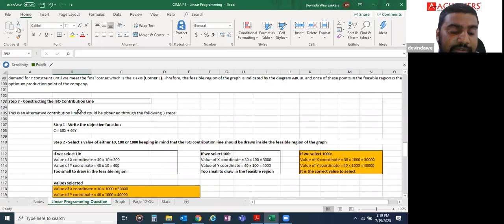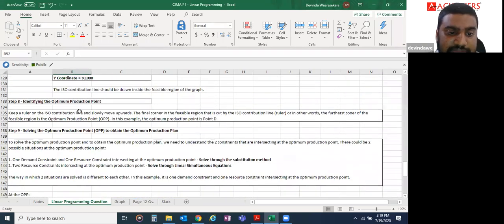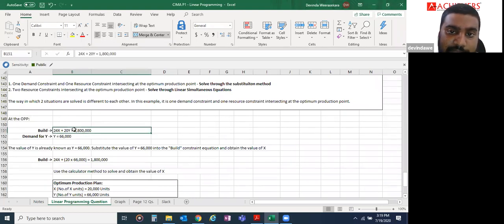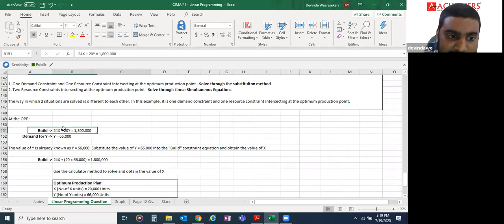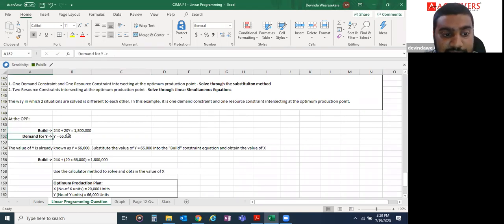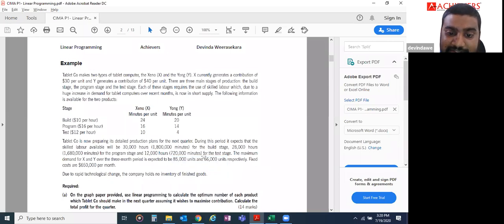So how you solve the optimum point is by writing the two constraints that are intersecting at the optimum point. One constraint is build: 24x plus 20y equals 1.8 million. The second one is demand for y equals 66,000. Now, this y equals 66,000 doesn't mean that this 66,000 and 85,000 is just the maximum demand.